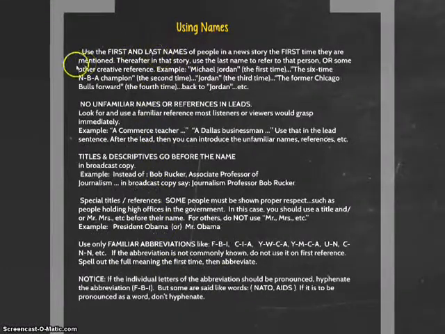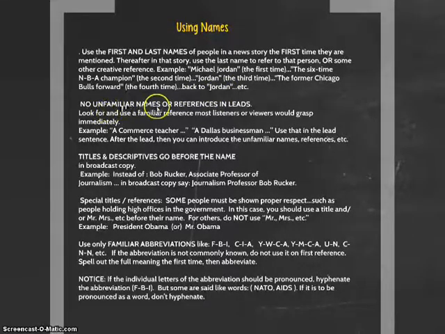Okay, now using names. When you use someone's name, you should of course use their first and last name the first time you mention it in a story. After that, you should just use their last name, or you could use other creative references. For example, if you talk about Michael Jordan, you would say his name the first time. The next time you might call him the 6-time NBA champion. That's just another way to say his name. Then maybe you just say his last name the third time, and then later on you might even refer to him as the former Chicago Bulls forward. And then of course you could go back to his last name.